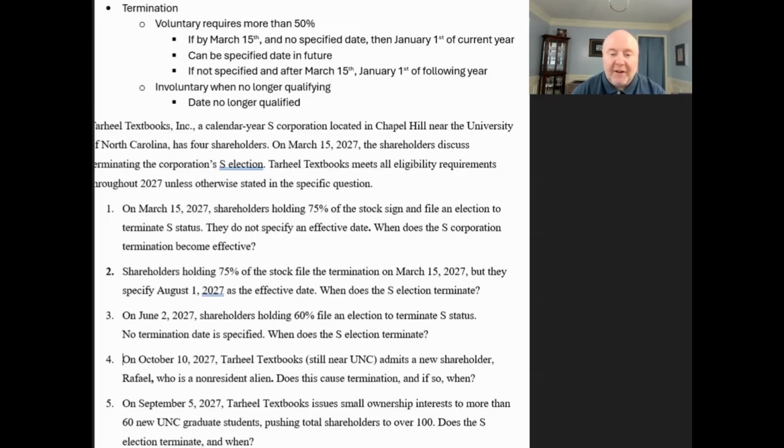They do not specify an effective date. When does the S corporation termination become effective? Okay, so what we're dealing with here is that March 15th. They made the election within the 15th day of the third month, so that's okay. And they do not specify an effective date.